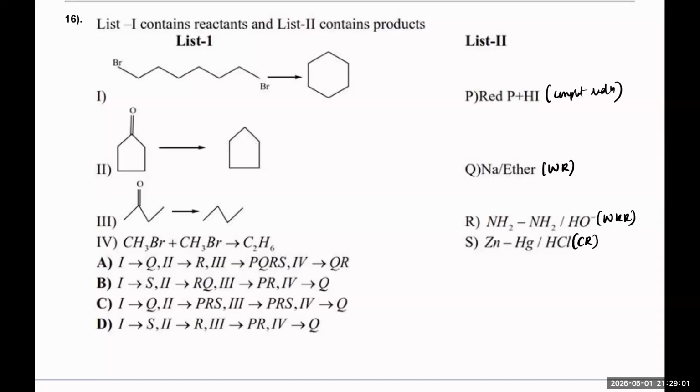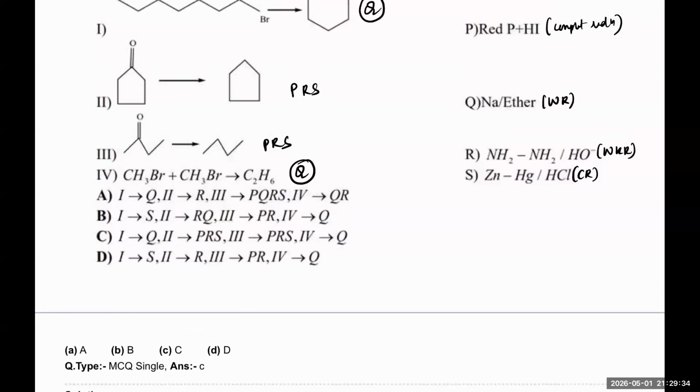So Q would make this one, which is the Wurtz reaction. Next, you can see P, R, S. These three can make this reaction. And the next one will also be P, R, S. All three can make this reaction. Then combining these two, you're getting this one, so that will be done by Q. Please check which option is more appropriate. So C, correct.